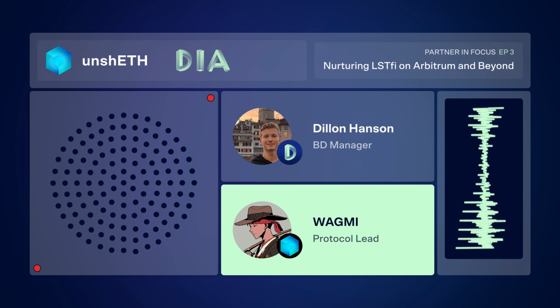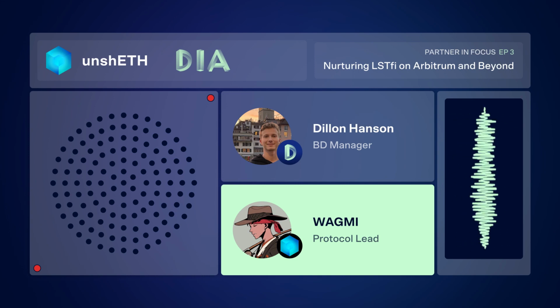So really, the idea behind UnshETH was to unlock the utility of staked ETH for everyone, make it easy for people to come deposit their ETH and stake it. Basically, we wanted to be the best place to go stake your ETH. So that was really the idea behind UnshETH. I guess I'll pause there, and then we can get into a little bit more about what is UnshETH. But that's a little bit of my background.